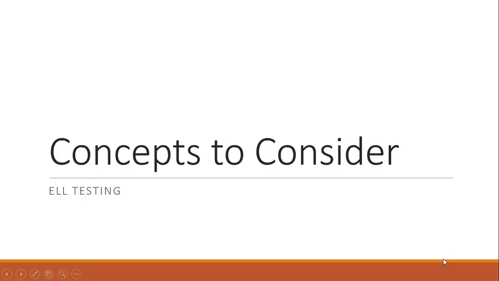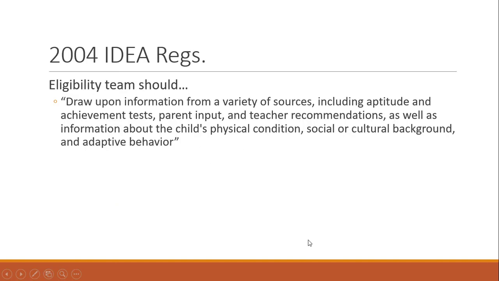So now I want to talk about some concepts that need to be considered when working with English language learners and testing. IDEA has some pretty strict ideas about what you should be doing. You need to draw information from a variety of sources with different kinds of tests, including achievement and aptitude, but you also should have parent involvement, teacher recommendations, information about the child's physical condition, sociocultural background, and adaptive behavior. This is that whole idea that we've talked about, assessment being a three-legged stool.